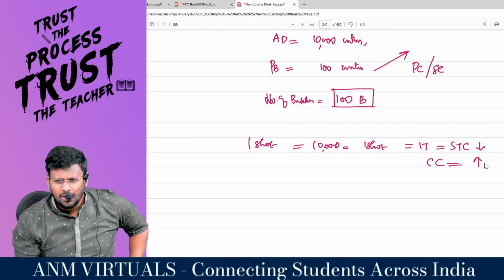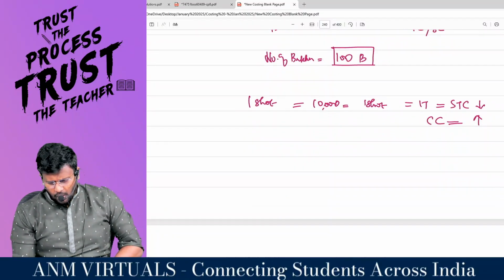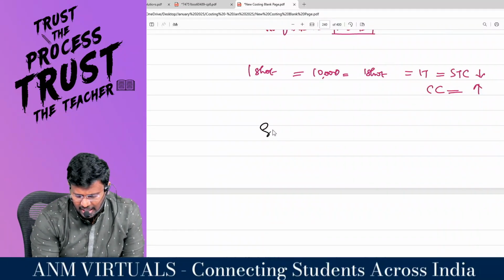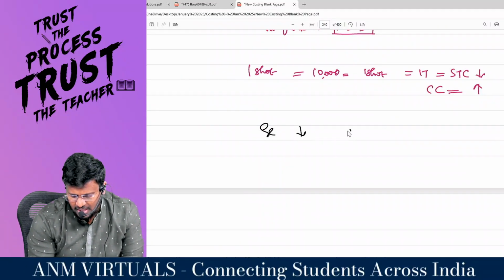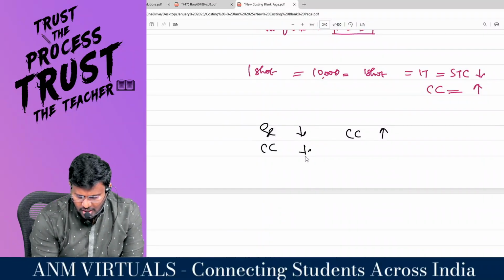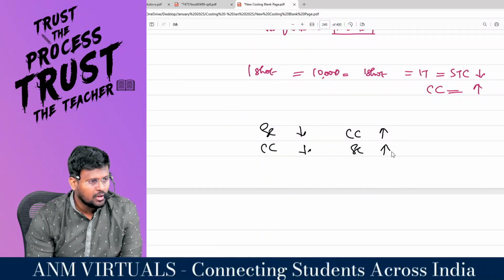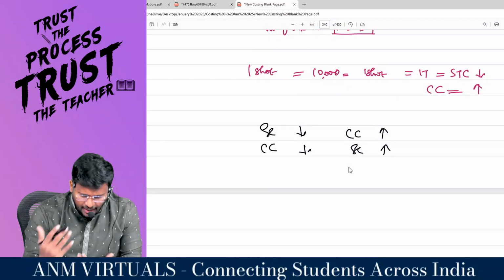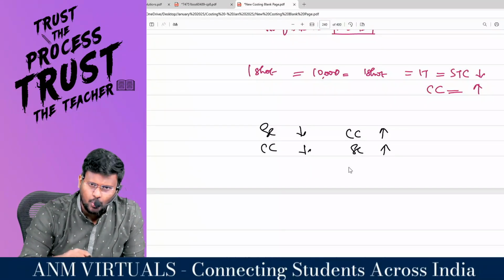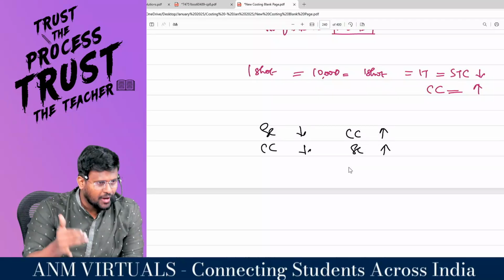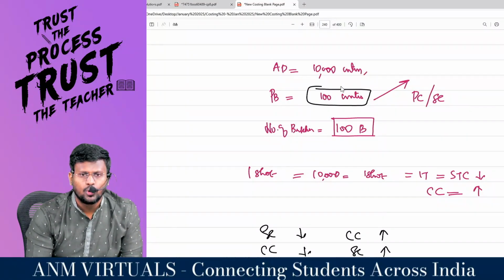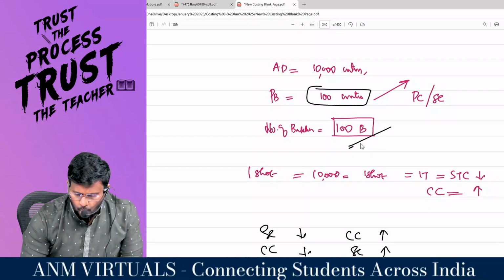So if the setup cost is lower, the carrying cost is higher. If the carrying cost is lower, the setup cost will be higher. The reason is, instead of manufacturing 10,000 units in one shot, if I am manufacturing only 100 units in every batch, I have to do 100 batches.